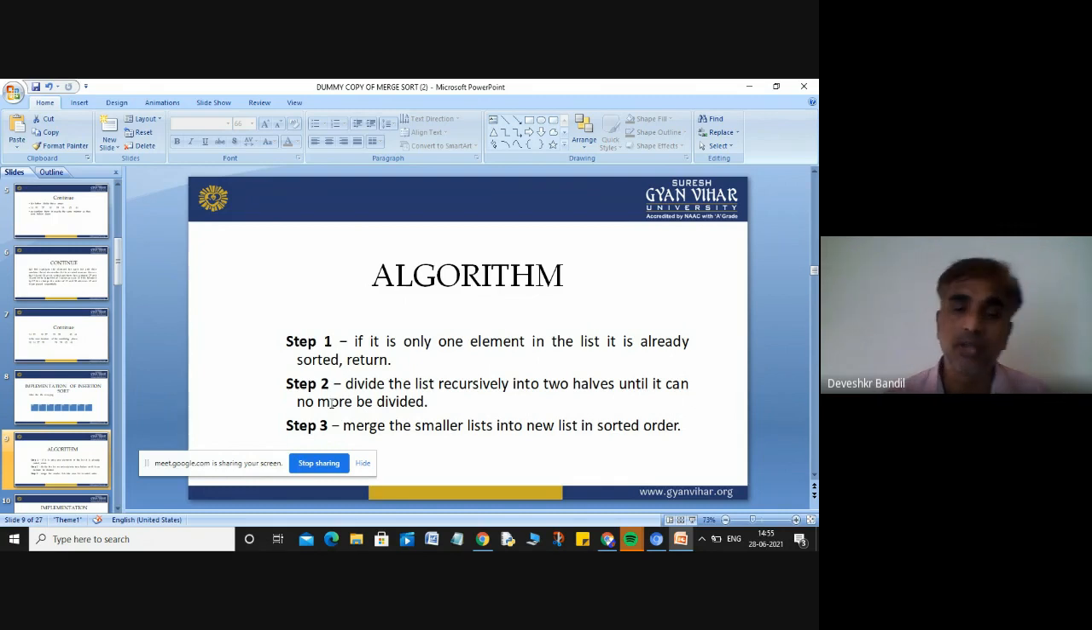Okay, and in your third step, merge the smaller lists into a new list in sorted manner. Means first of all, you will divide the list with the divide method, and after that you will merge the smaller lists into a new list in sorted manner. Okay, this is the algorithm of merge sort. And the step numbering is optional in your algorithm. If you don't want to write the step number, no problem. And if you want to write the step number, there is no problem.